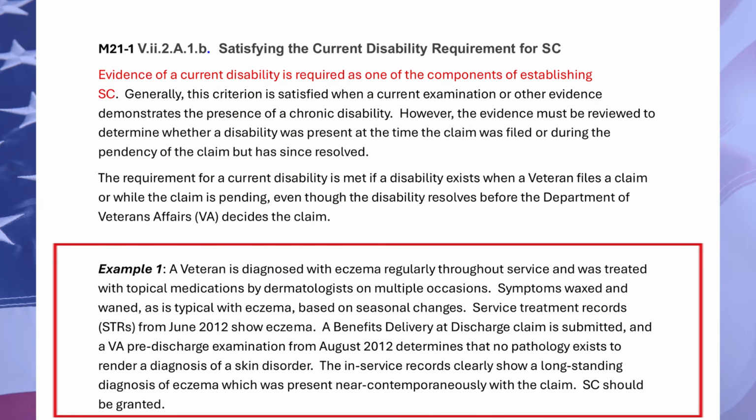A veteran is diagnosed with eczema regularly throughout service and was treated with topical medications, okay, by dermatologists on multiple occasions. Symptoms waxed and waned. So let me talk about waxed and waned. Waxed and waned means a fluctuating or intermediate course of a disease condition, okay? So basically describes a symptom, disease, or condition that fluctuates in severity over time with periods of increased intensity, waxing, followed by periods of decrease.